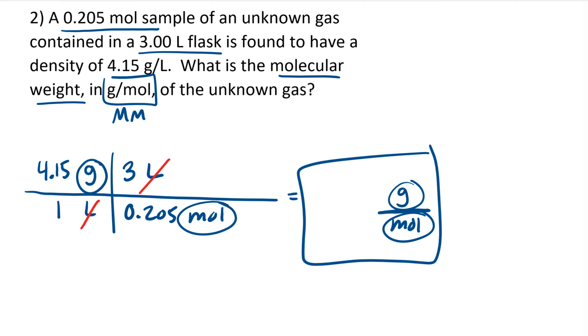So now we're just going to do the math here. 4.15 times 3 divided by 0.205. We get an answer of 60.7 grams per mole. This is the molecular weight, i.e. the molar mass, of our unknown gas.